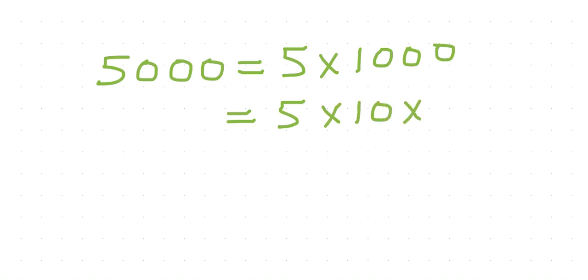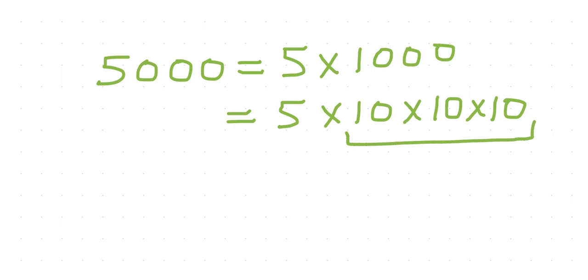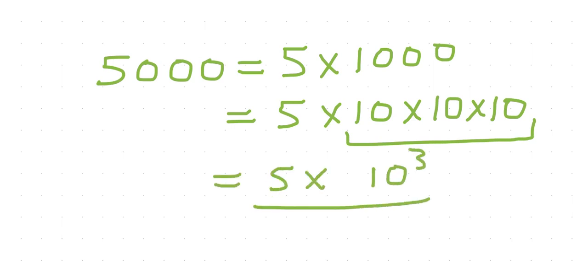number to scientific notation. Let's say I have a number like 5,000. This is the same as saying 5 times 1,000, which is the same as saying 5 times 10 times 10 times 10, and this part can be converted to 10 to the 3. And now we have a scientific notation.